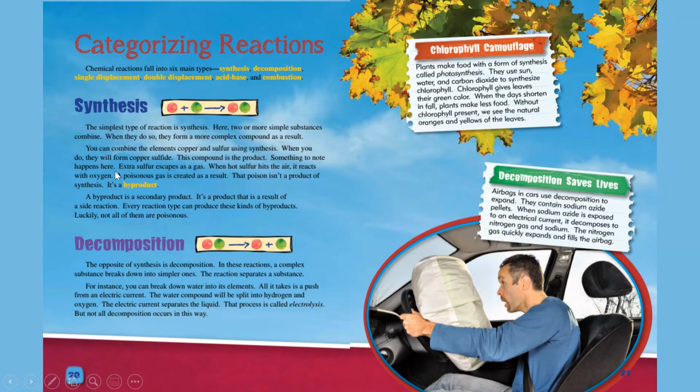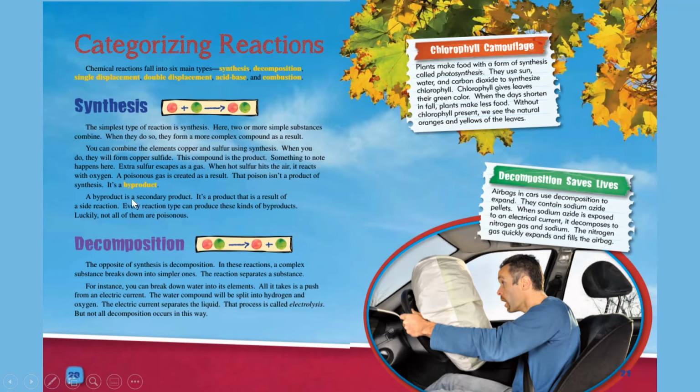Something to note happens here. Extra sulfur escapes as gas. When hot sulfur hits the air, it reacts with oxygen. A poisonous gas is created as a result. That poison isn't a product of synthesis, it's a byproduct.